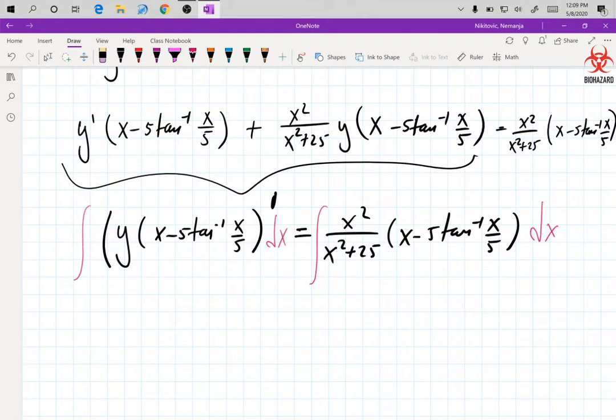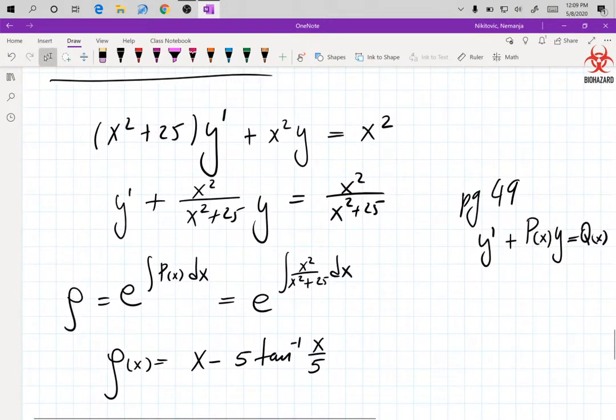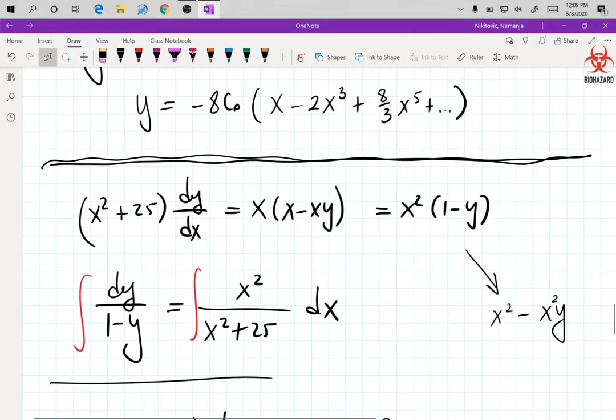Now, again, the question is, can it be done at all? I mean, if the question says use integrating factor, then maybe I made a mistake. I don't think I made any mistakes here. But if the question doesn't say use integrating factor, and you are trying to push integrating factor where, as you can see over here, separation of variables is a joke, then obviously we have an issue.